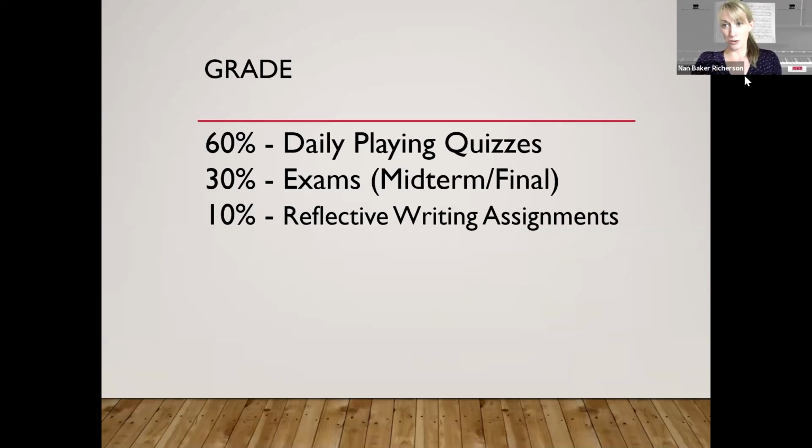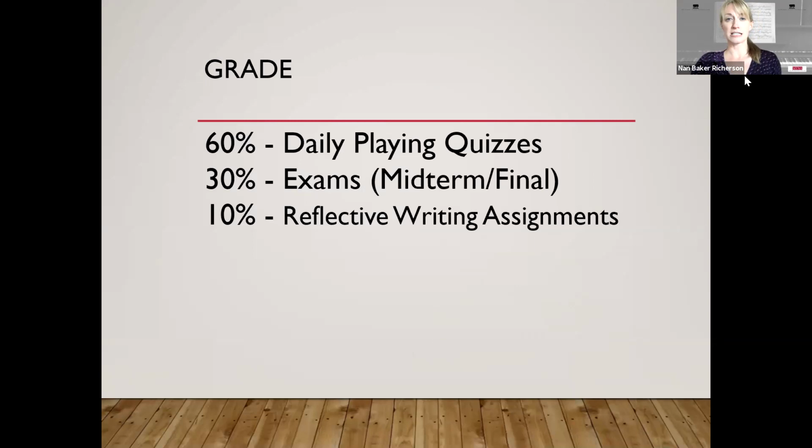The daily playing quizzes for my students happen between every single class because I have learned a lot about teaching college students over the last 20 years. And if you do not put it as an assignment that they turn in, the likelihood that they're going to do it on their own is very, very small.